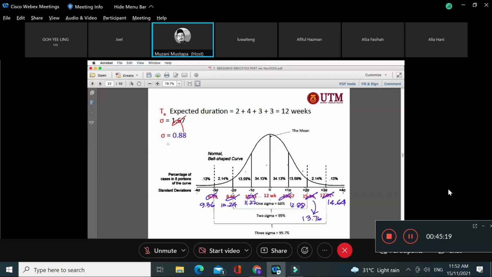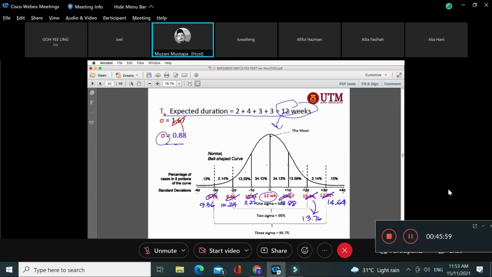In this particular sigma, you can see sigma or standard deviation is equal to a zone, each zone, 1, 2, 3, 4, right? So 0.88 means you add it from this particular 12 weeks. Where does the 12 weeks come from? 12 weeks is the expected time duration, which we call TE. The whole expected duration is 12 weeks. Where is this? This refers to the mean or the midpoint. Alright, so 12 weeks, you add 0.88, you get 12.88. Here, 13.76, 14.64.